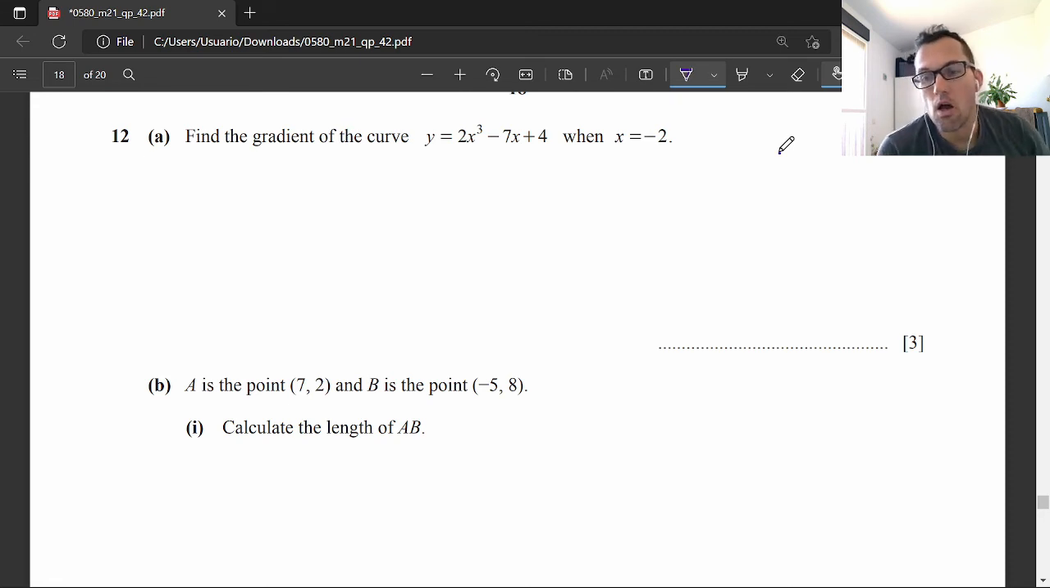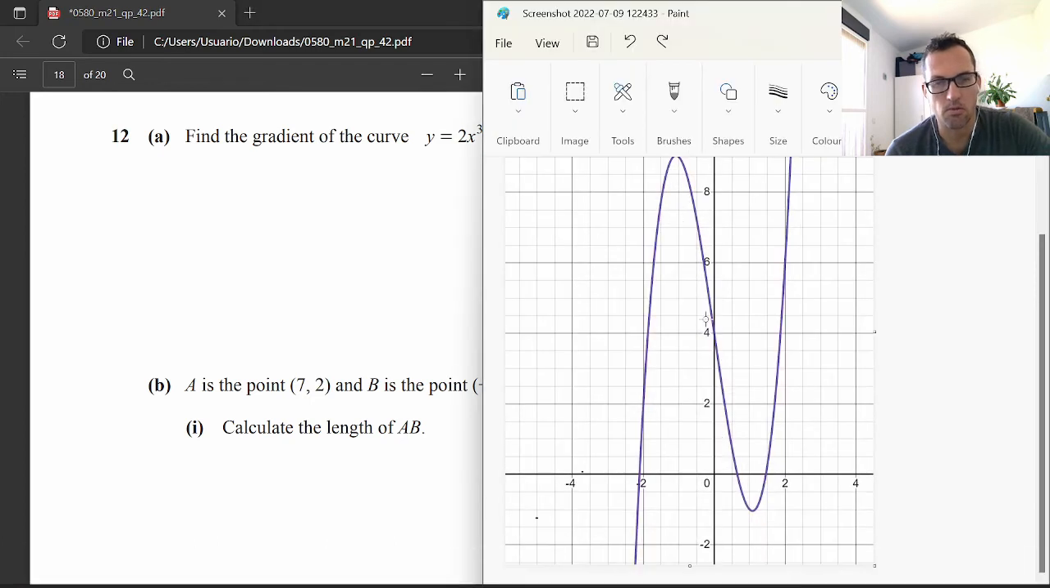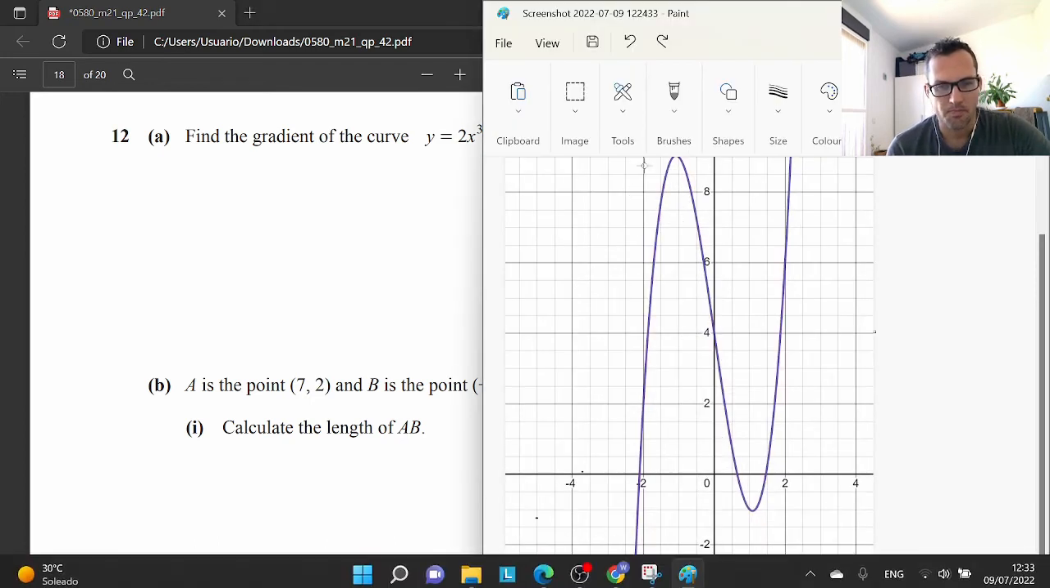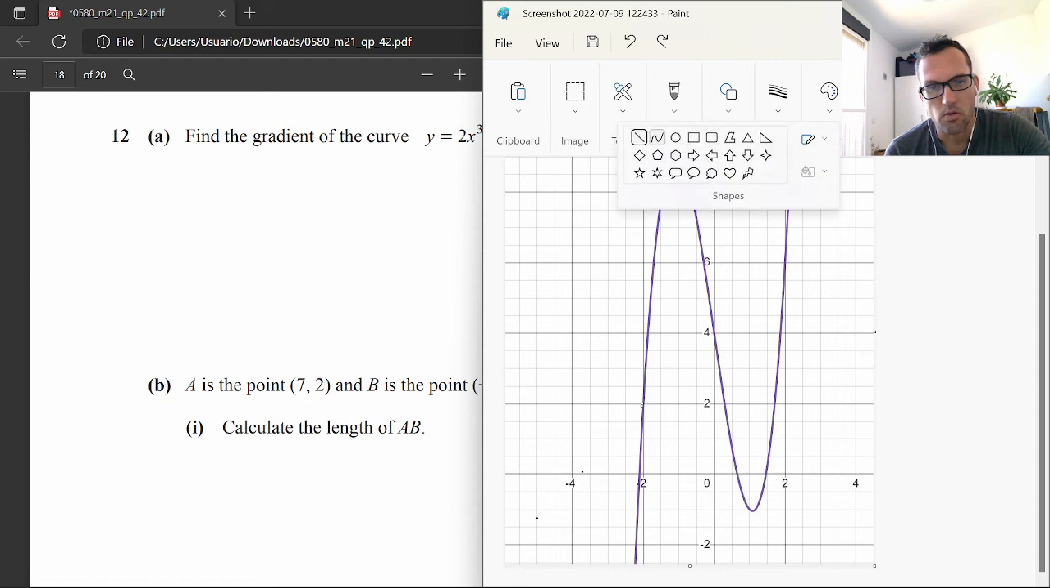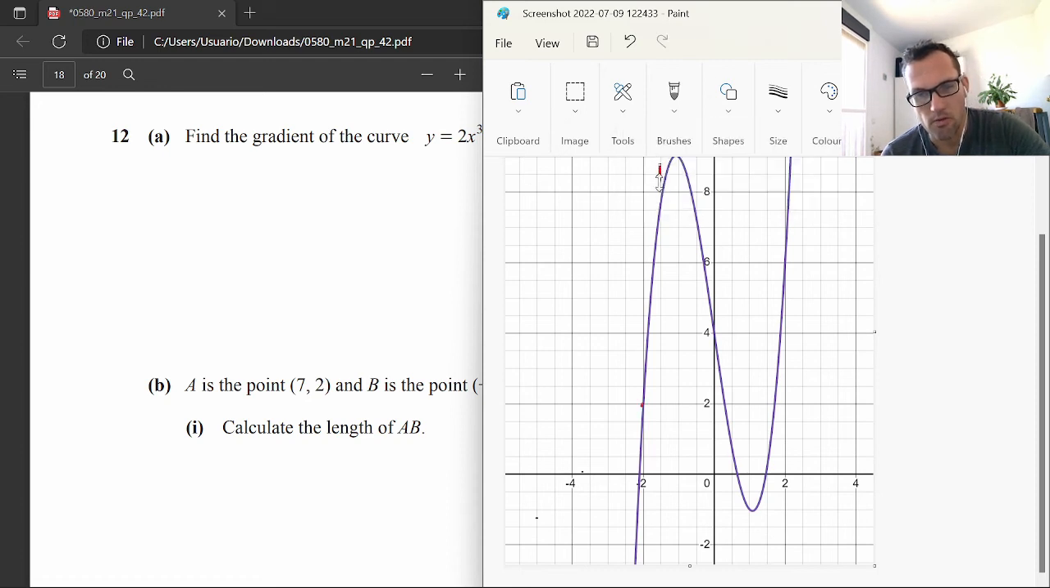Question 12a. Find the gradient of a curve y equals 2x cubed minus 7x plus 4, a cubic graph, when x equals minus 2. Let's have a look at what that graph looks like. Of course, you won't be able to do this in the exam. There it is, cubic graph. Got two turning points. If we look at where x equals minus 2, it will be a point over here. And we need to find the gradient, which means if you were to draw a tangent to that graph there at x equals minus 2, not quite correct that tangent, we'll have to find the gradient of that line.